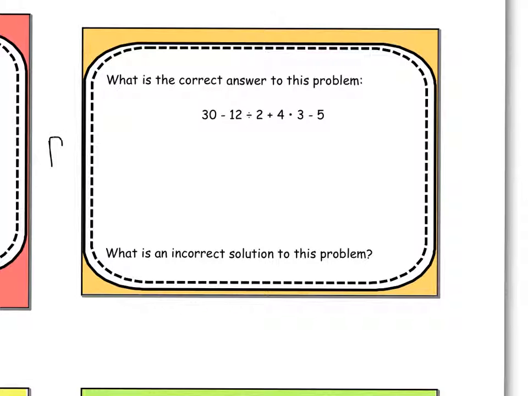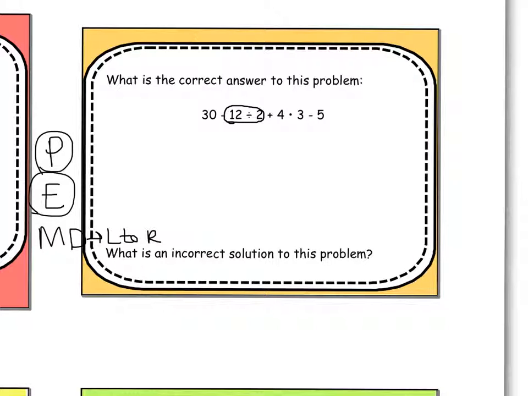So we started by checking to see if there were any parentheses. Since there were no parentheses in this, we moved on to exponents. Because there were no exponents, we moved on to multiplication and division in order that they come in from left to right. So from left to right, I notice I have a division problem and multiplication. So I'm going to bring down the rest of the problem along with those answers.